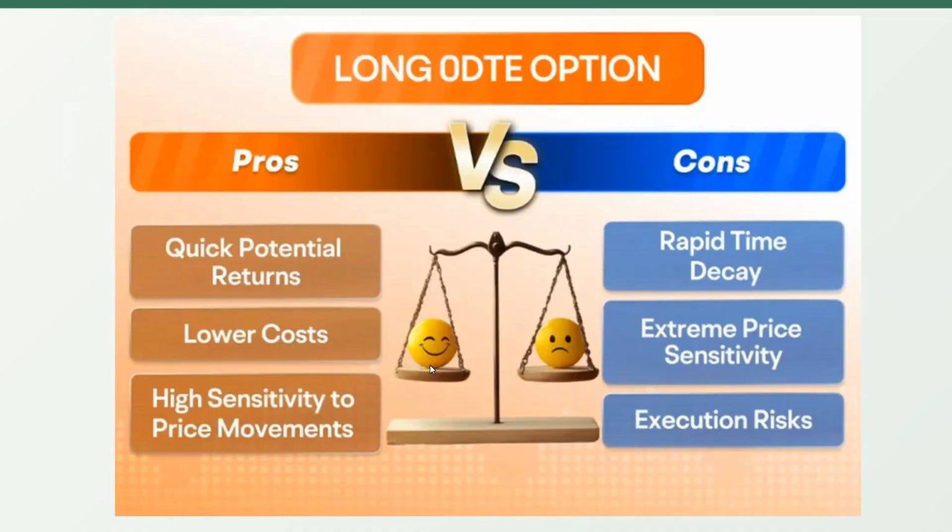So just to sum up very quickly: very quick potential returns, much lower cost contracts, higher sensitivity to price movements. That's a double-edged sword though, because of course you get execution risks because of the high sensitivity. It's very sensitive to time decay, so you've got to make sure you're in and out of these trades quickly.